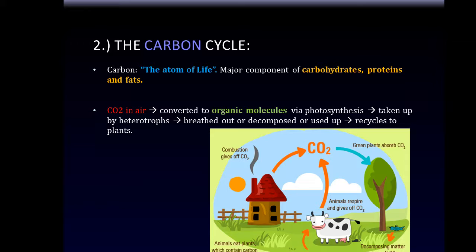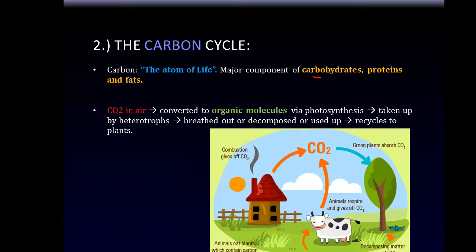The second cycle that we're going to talk about is the carbon cycle. The carbon cycle is basically the recycling of the carbon atom. Carbon is known as the atom of life. Living things are made of carbon molecules. It is the major component of carbohydrates, sugars, proteins, and fats, right? So it's a very important molecule.